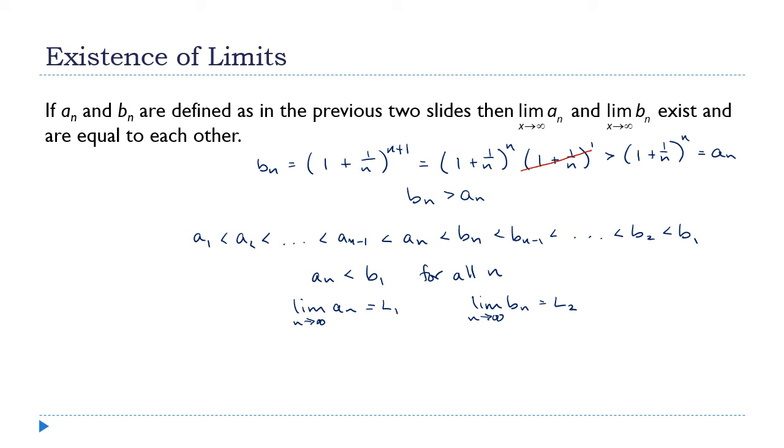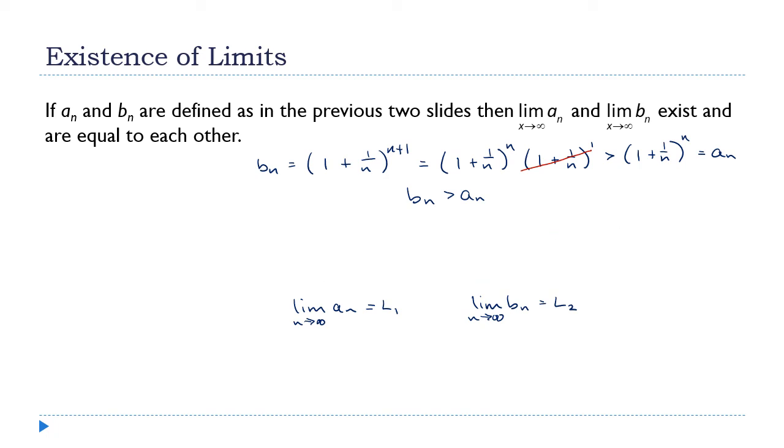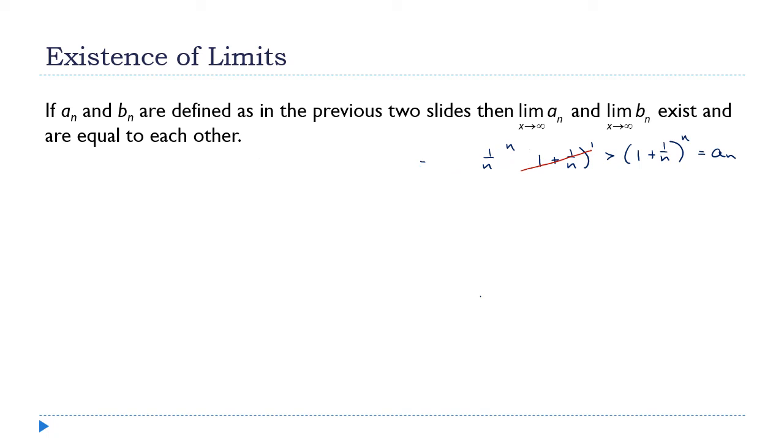Okay, now I want to show that these two limits are the same. All right, here's how I'm going to do that. First, I try not to do this, but I really am out of room. So let me make some space. We'll get some room to work here. What I'm going to do is look at the difference between these two sequences. So I'm going to look at b sub n minus a sub n.